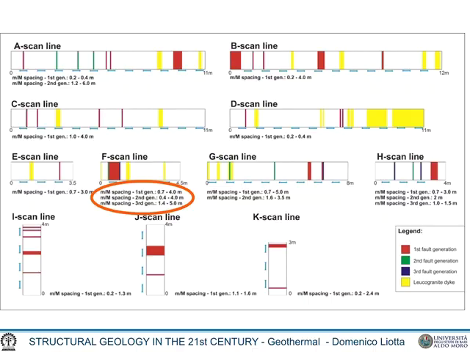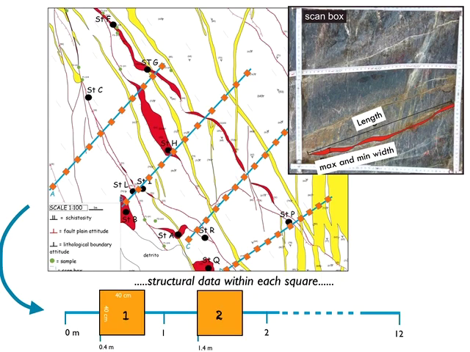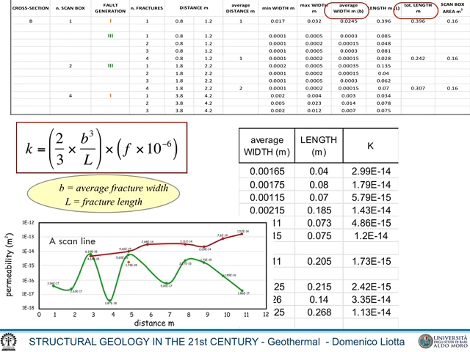Finally, along each scan line, we can set different scan boxes. Those are squares, like that. And now we are going to measure within each scan box the length and the width of each mineralized fracture we can recognize by eye or by pictures in the lab later on. So, after this study, we will have data about the frequency of fractures along the scan line, and then we have length and width within each scan line. So a huge amount of data.